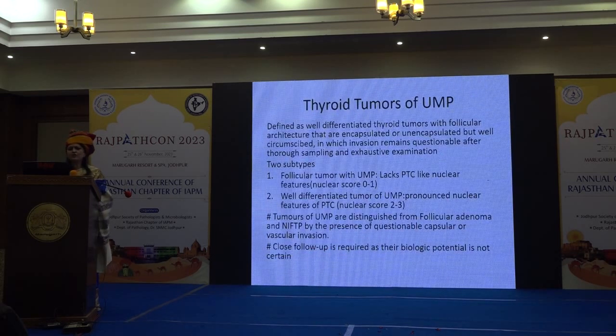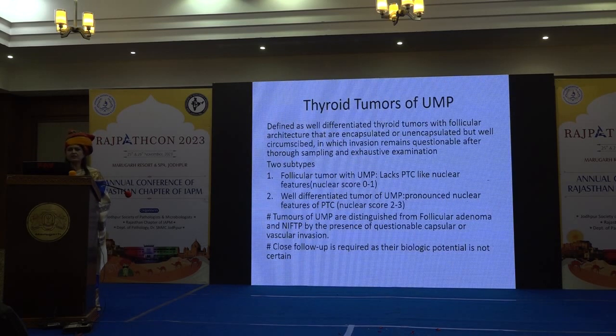Then you have the tumors of uncertain malignant potential. So what do we mean by that? They are defined as well differentiated thyroid tumors with a follicular architecture that are encapsulated or unencapsulated but very well circumscribed, in which invasion remains questionable after thorough sampling and exhaustive examination. As all of us know, previously whenever we gave a report of follicular adenoma, we did an extensive search for capsular and vascular invasion.